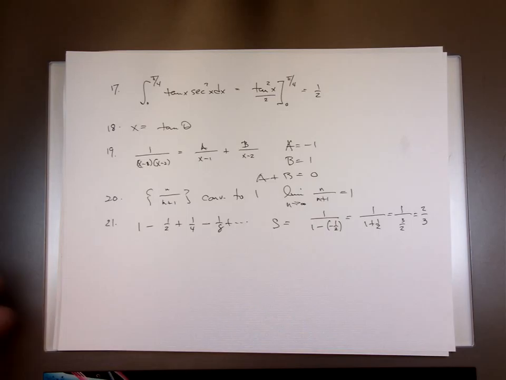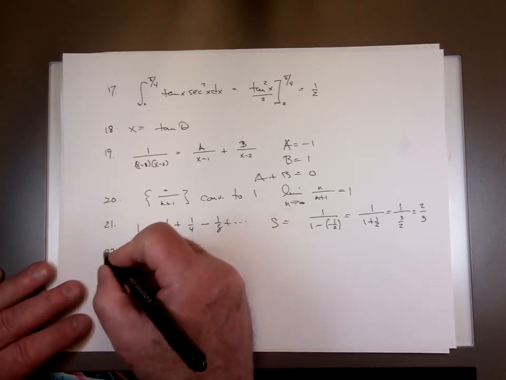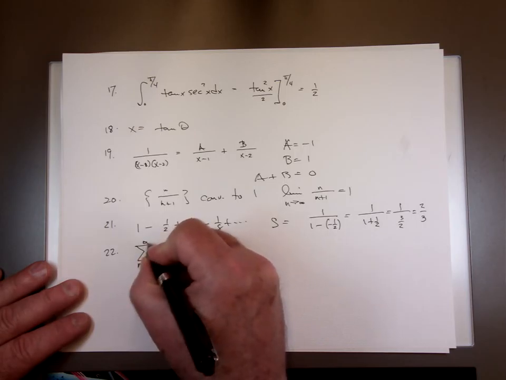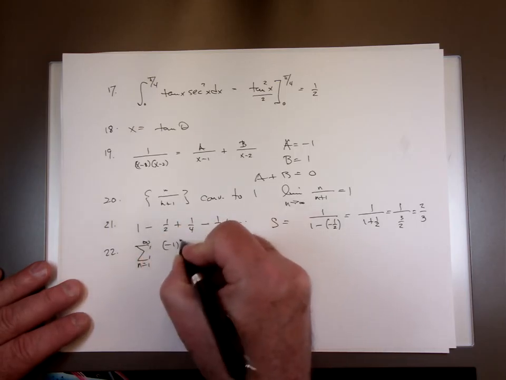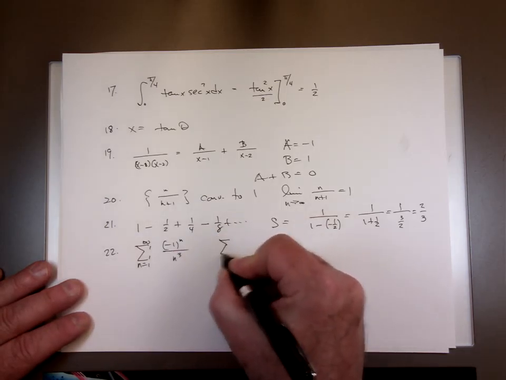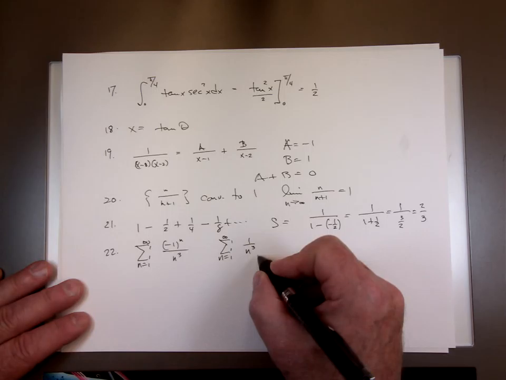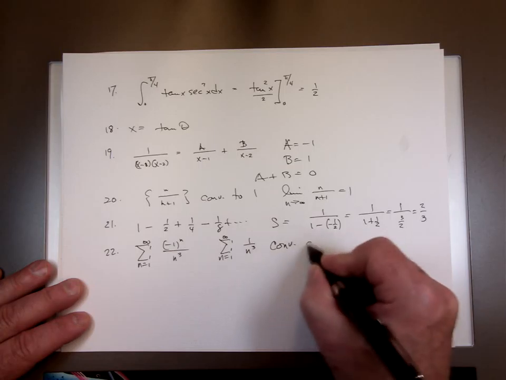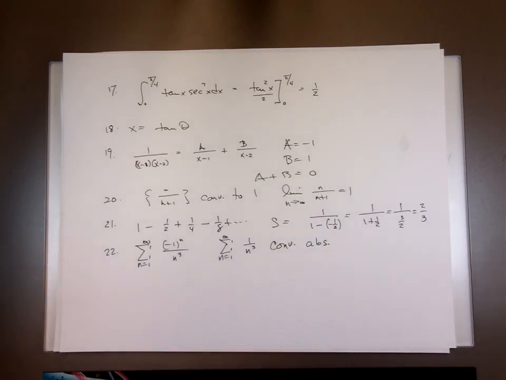Okay, 22. That series, n equals 1 to infinity, negative 1 to the n, it's an alternating series. It's n cubed. The thing to do is look at its positive series. The positive series converges, it's a p series where p is 3. Therefore, the alternating series converges absolutely. If the positive series converges, the alternating series converges absolutely. Okay?